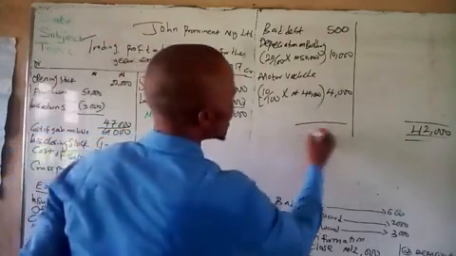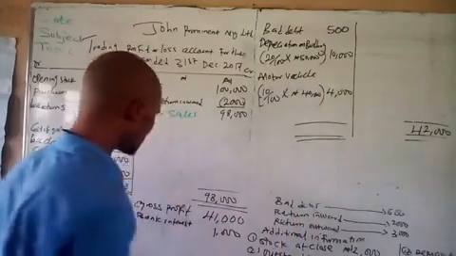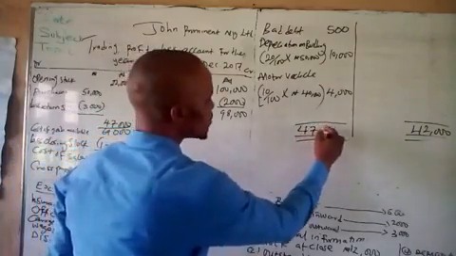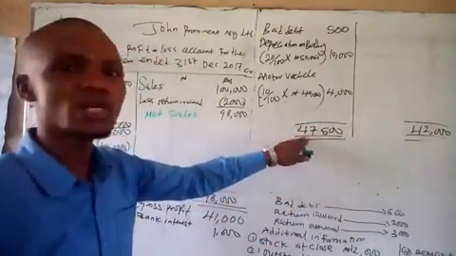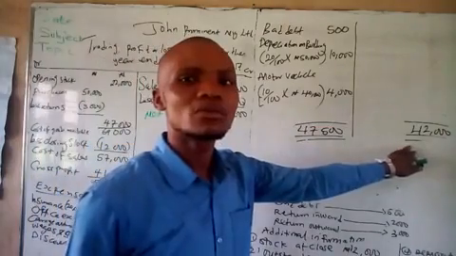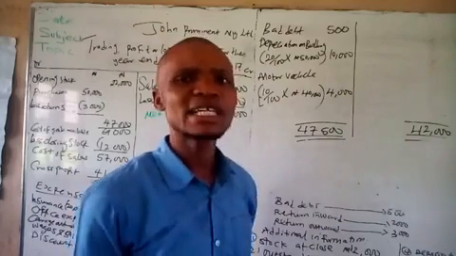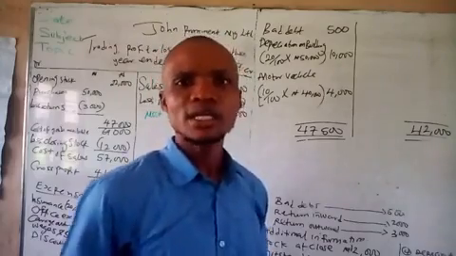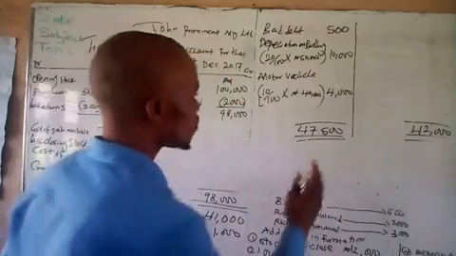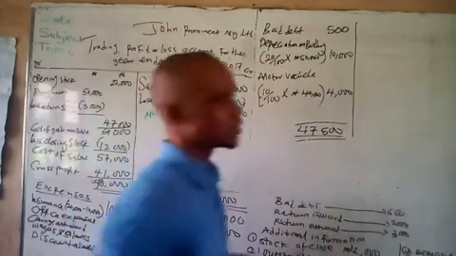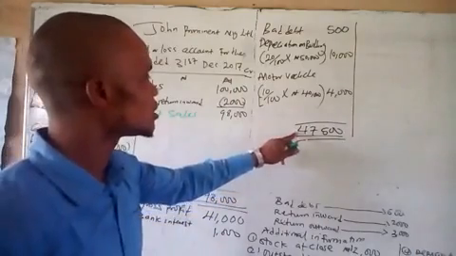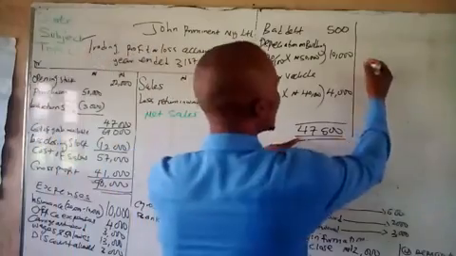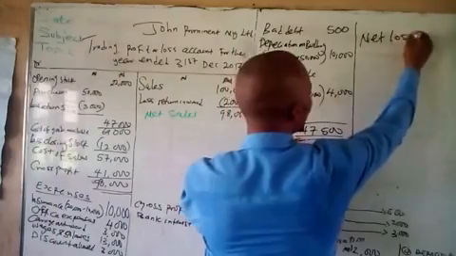We have 47,500. It means that total expenses is more than our total income. Total expenses is 47,500, while total income is 42,000. It means that the business incurred loss, or the business made loss during the operational activity. Therefore, since expenses is more than income, then we have net loss. Here you bring down your net loss.